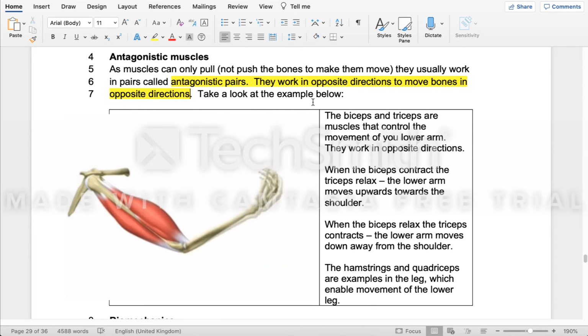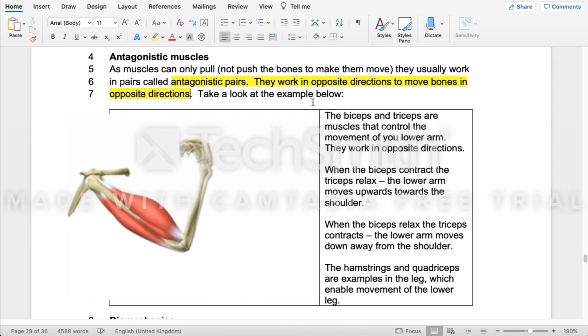When your biceps are contracting, at the same time your triceps are going to be relaxing. That means they stretch out a bit more. And when the biceps relax, the opposite, the tricep then contracts. That means your lower arm is going to be moving down away from your shoulder. So that simple movement of raising your lower arm towards your shoulder and lowering it away from your shoulder, those two movements involve two muscles.